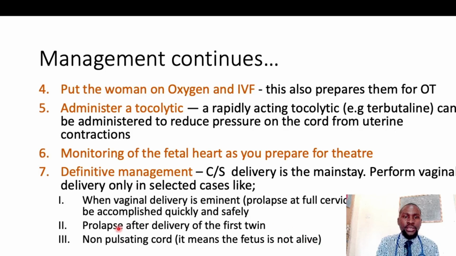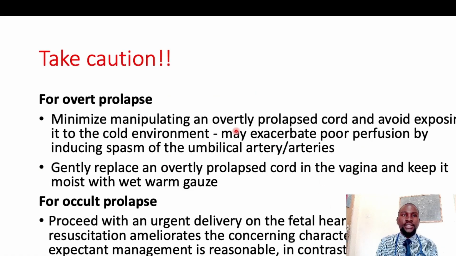But otherwise, in these other cases, you need assisted vaginal delivery. But for a non-pulsating cord, allow for spontaneous delivery to take place. Take caution. For an overt prolapse, minimize manipulating an overtly prolapsed cord and avoid exposing it to a cold environment because this may exacerbate poor perfusion by inducing spasms of the umbilical arteries.